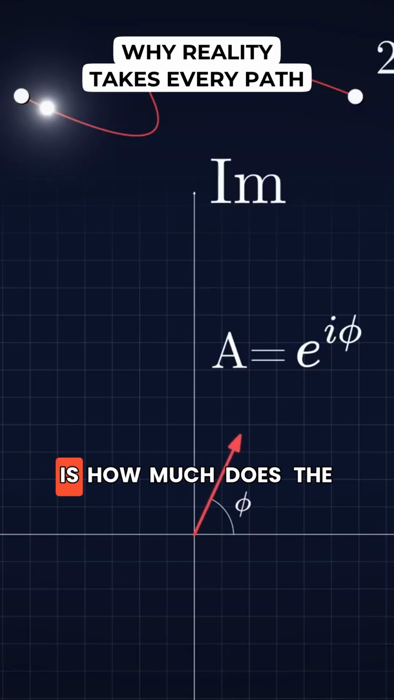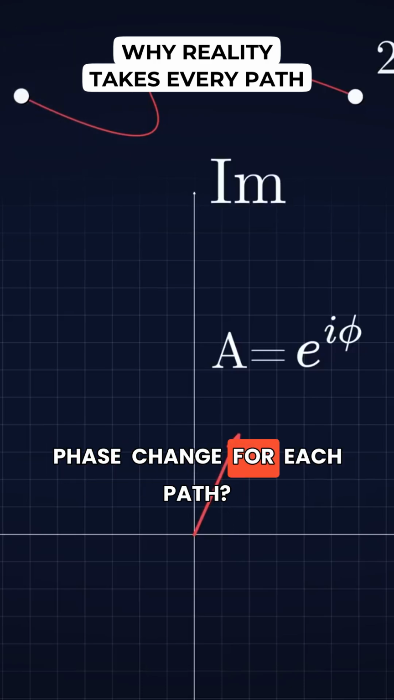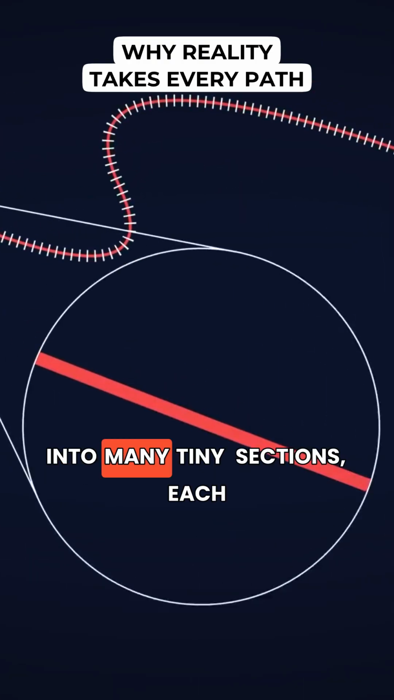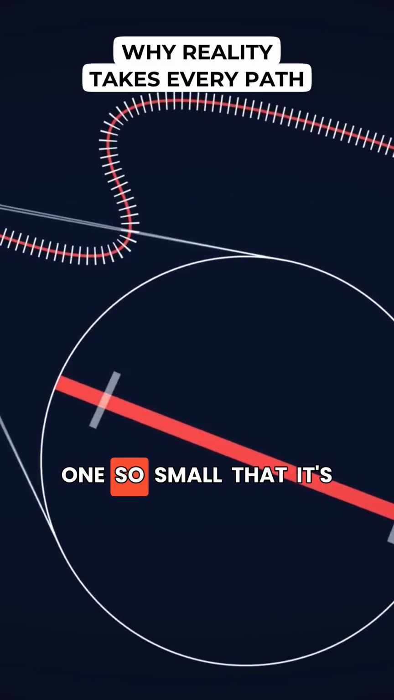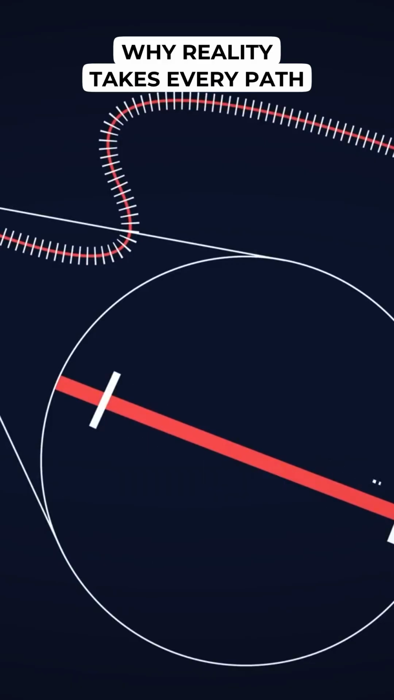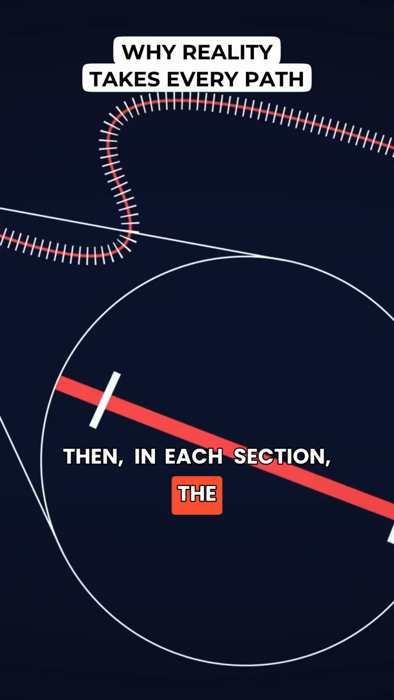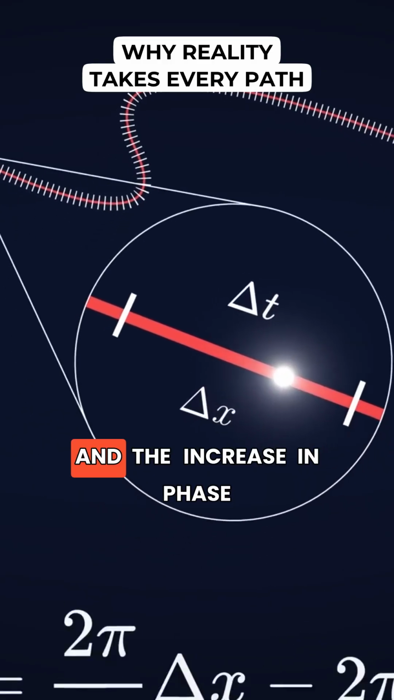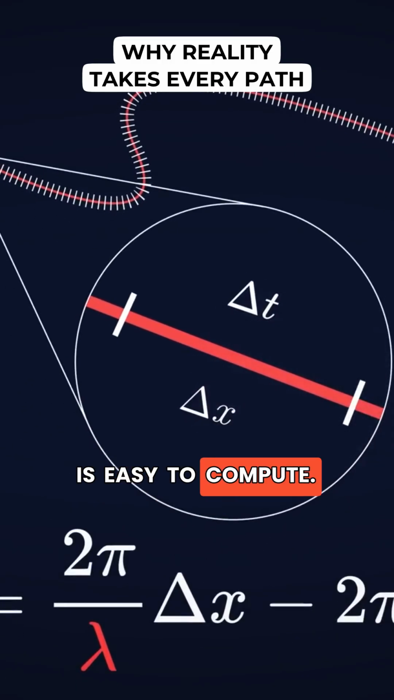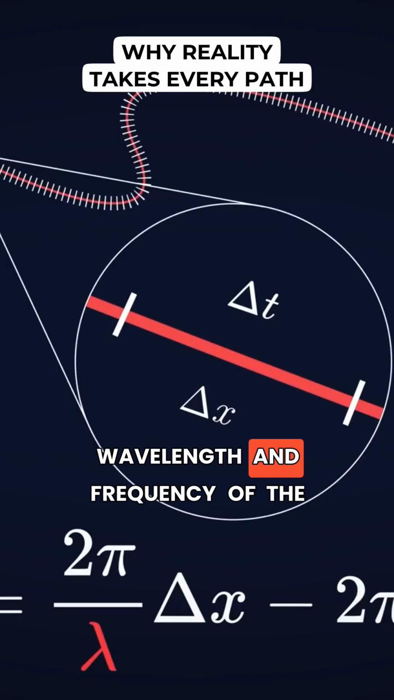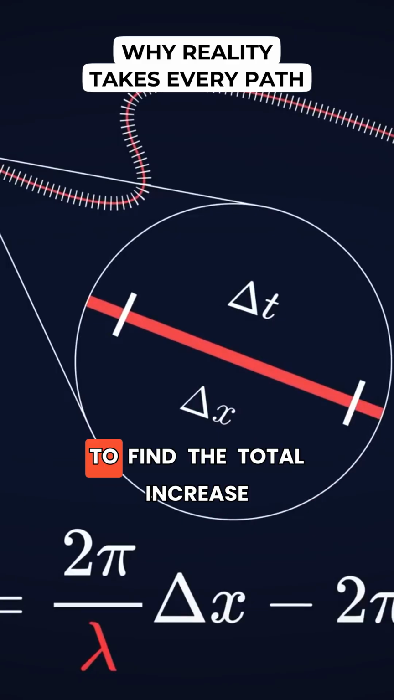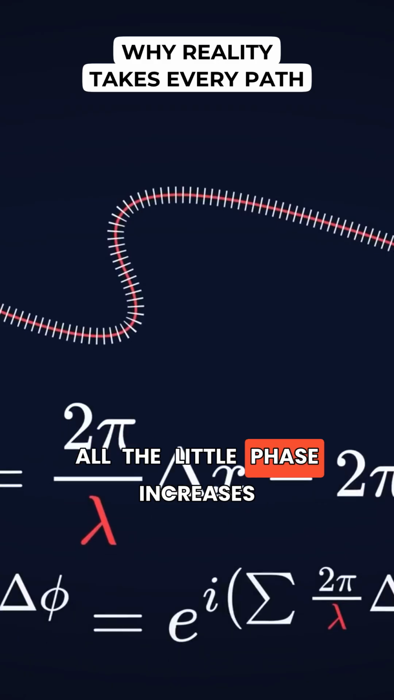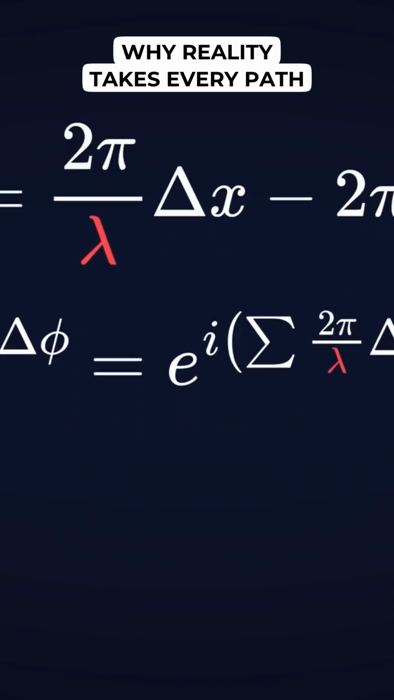So now the big question is, how much does the phase change for each path? Well, to answer that, imagine we split up the path into many tiny sections, each one so small that it's effectively straight. Then, in each section, the particle wave goes a distance delta x in a time delta t, and the increase in phase is easy to compute. It just depends on the wavelength and frequency of the wave. To find the total increase in phase for the whole path, we just add up all the little phase increases of all the individual sections.